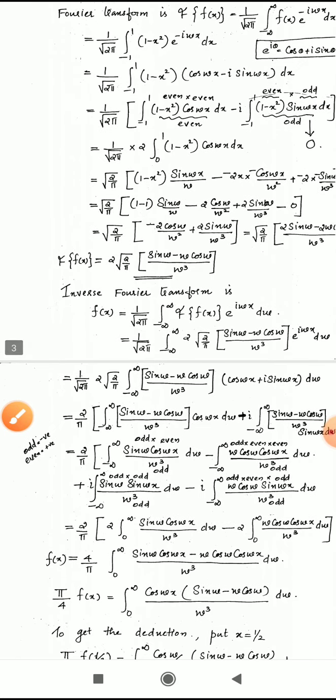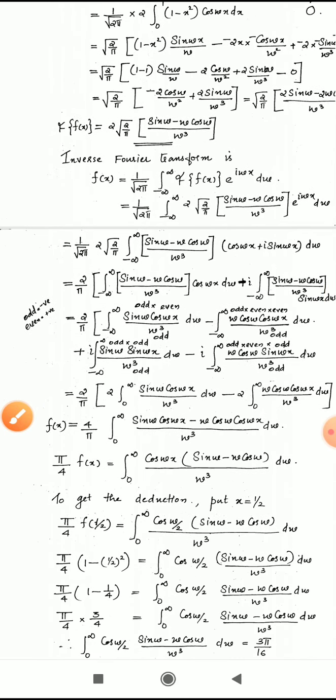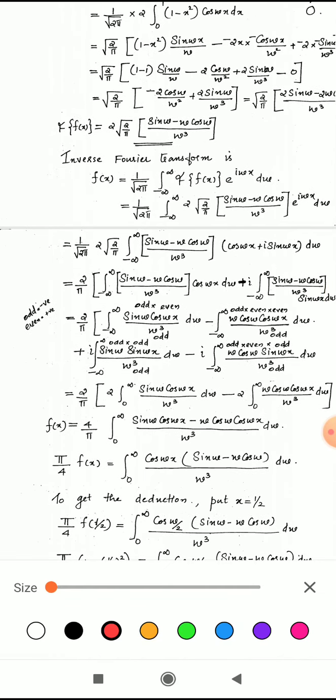For that, first write the definition of the inverse Fourier transform. The definition is f of x equal to 1 by root 2 pi integral minus infinity to infinity of the Fourier transform of f of x, e raised to I omega x, d omega. Here we already have the value of the Fourier transform. Substitute that value here, and 2 into root of 2 by pi is a constant, take it outside.